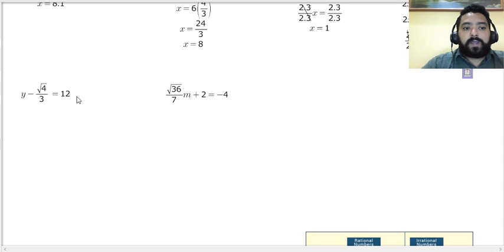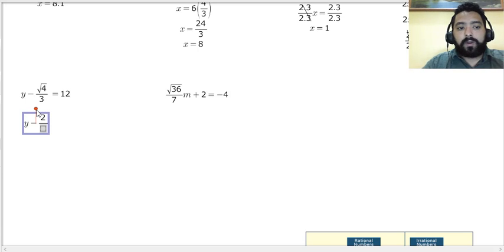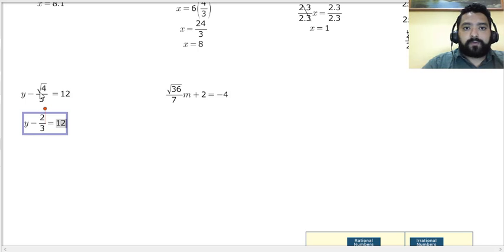Now, in this case, we have y minus square root of 4 over 3 equals 12. First we are going to find the square root of 4. The square root of 4 is equal to 2, and we copy the denominator 3. Then we're going to have y equals 12. This is negative 2/3, so we move it to positive 2/3.